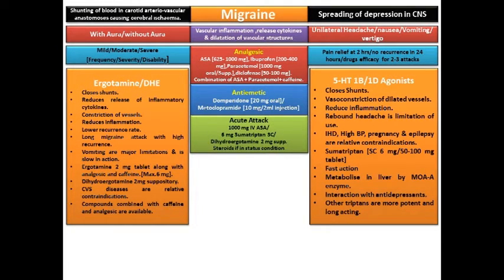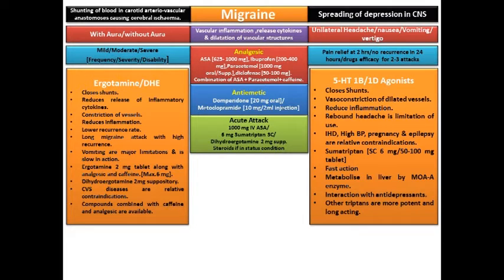For acute attack, you would be using 100 milligrams of IV acetyl salicylic acid. Remember, it's available along with 100 milligrams of glycine nowadays, which increases solubility. In addition, you can start the treatment with 6 milligrams sumatriptan subcutaneously. Dihydroergotamine can also be given 2 milligrams as suppository. If the attack continues, you want to add 20 milligrams of steroid, that is injection dexamethasone, in status condition.